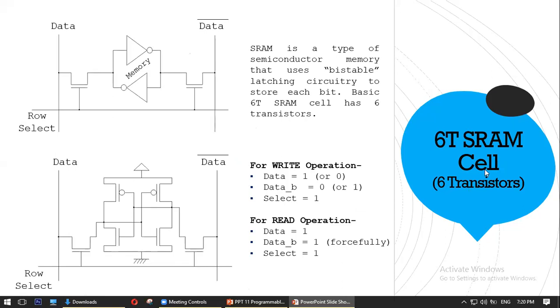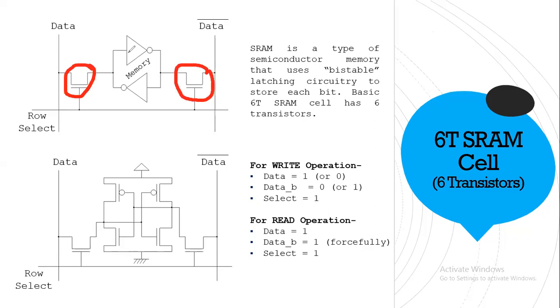Here comes the 6 transistor SRAM cell, or 6T SRAM cell design. There are several designs available for SRAM, but here we will talk about 6T SRAM, that means the 6 transistor SRAM cell. Here you can see in the SRAM cell you have 6 transistors. You have two here, PMOS and NMOS, and two here as well, PMOS and NMOS.